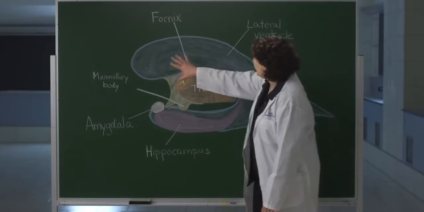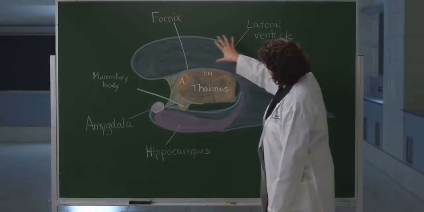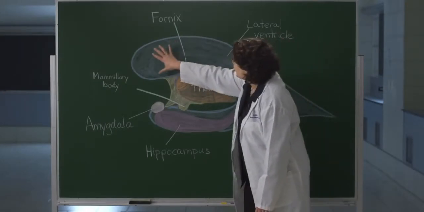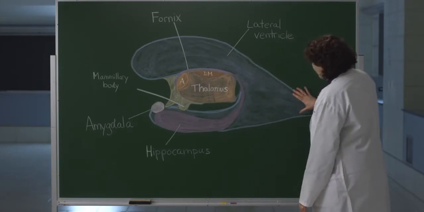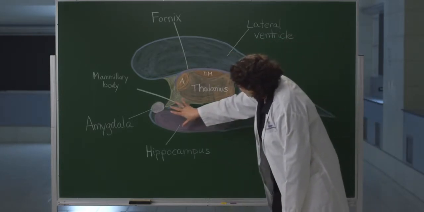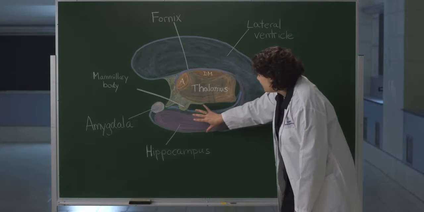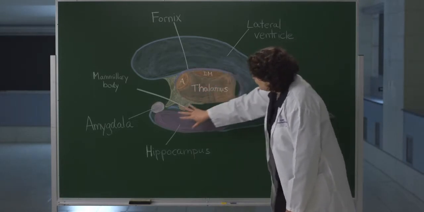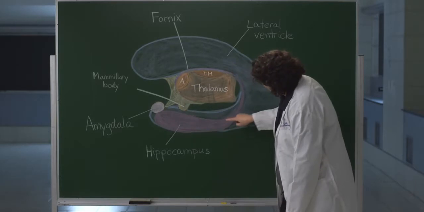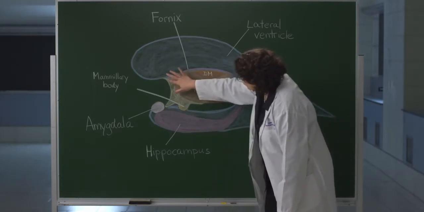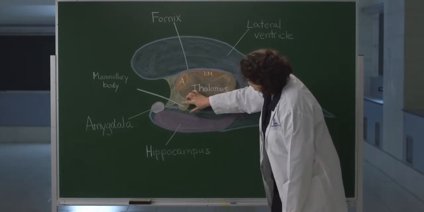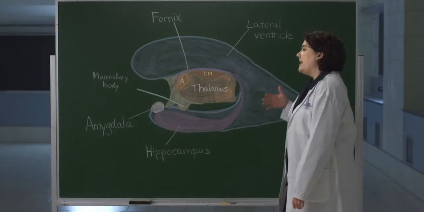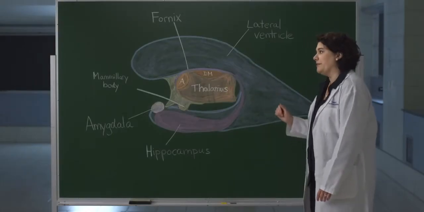Let's get oriented to this diagram. This is the lateral ventricle, this is the anterior horn, the posterior horn, and this here is the inferior horn, which lies deep within the temporal lobe. This here is the thalamus, this is the hippocampus and the fornix, and this here is the hypothalamus with the mammillary body. Let's trace the Papez circuit.